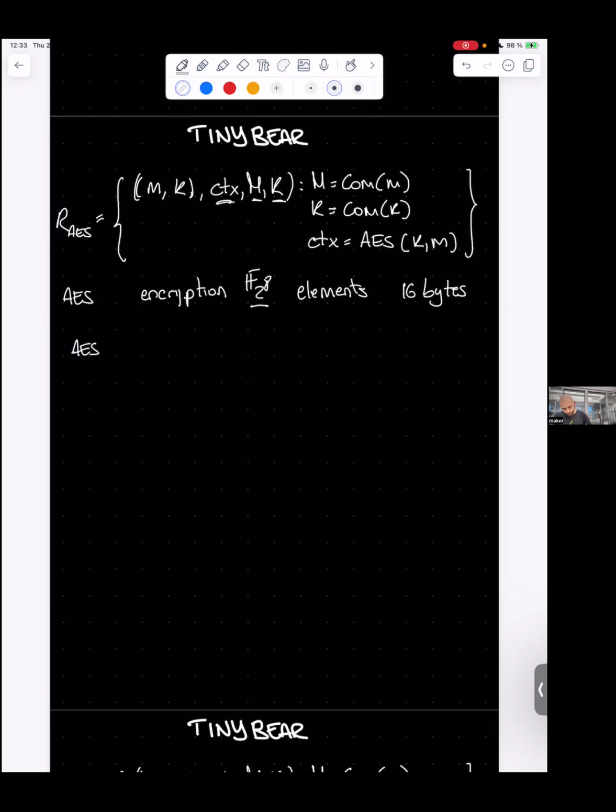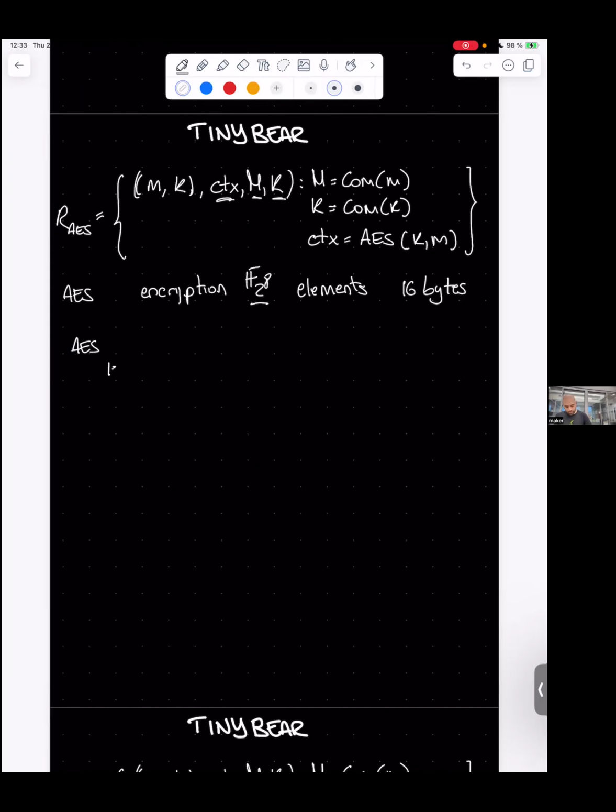AES is composed of two big parts, the key schedule and the cipher. For simplicity, I'm going to exclude the key schedule from this analysis, but just think of it as operations that are already contained inside of the cipher. The cipher acts in a number of rounds, which are, I think, 11 for AES, 10 for AES 128, and then 14 for AES 256.